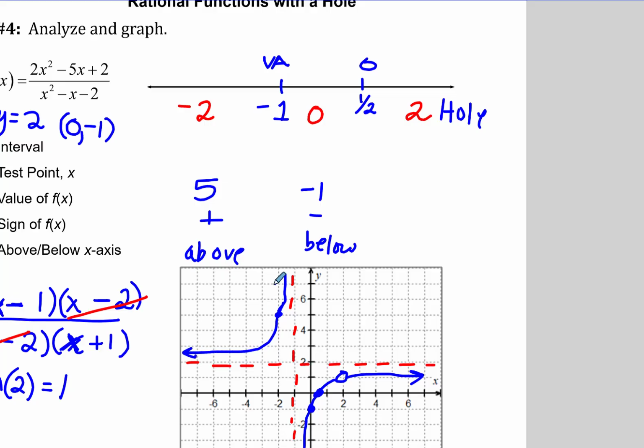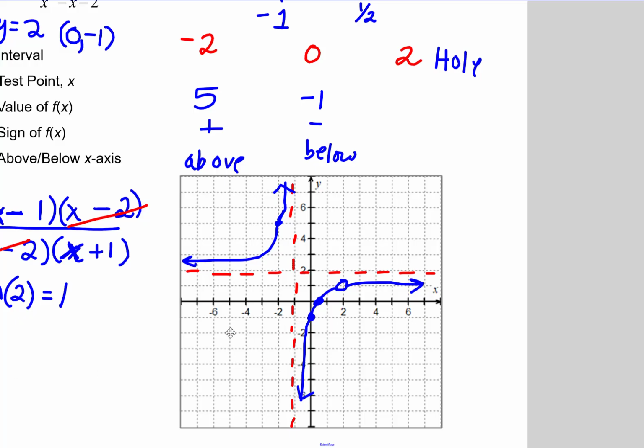All right, so you see how I'm using the number line and picking a test point in each section. We knew this was a hole, drew the hole on the graph, and then factored, substituted, followed all 8 steps of that procedure to end up with that graph.